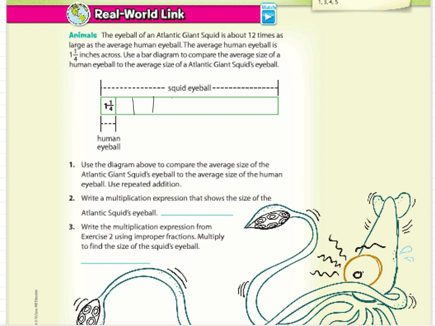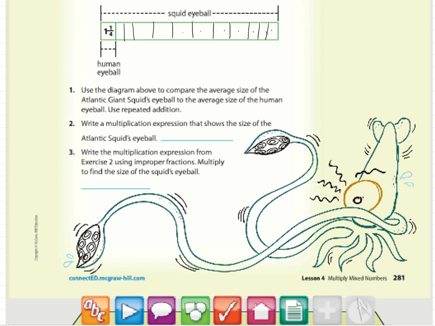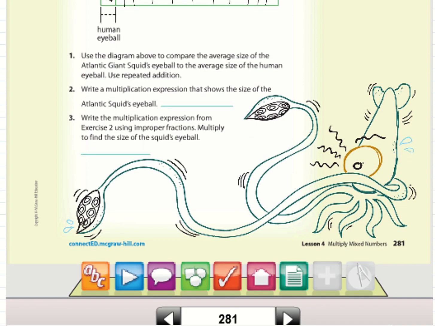So 2, 3, 4, 5, 6, 7, 8, 9, 10, and so on up to 12. So we have 12 boxes. Use the diagram above to compare the average size of an Atlantic giant squid's eyeball to the average size of a human eyeball. Use repeated addition. So I can do 1 1/4. We can add that together 12 times, or we can do it using multiplication as 12 times 1 1/4.